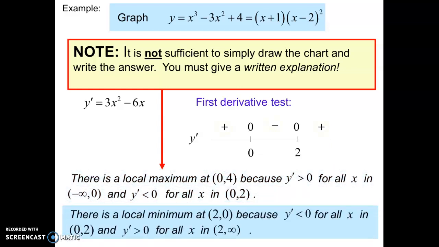Likewise, there's a local minimum at the point (2, 0). Again, where did I find this? I took the input of 2 back into the original function, and you can actually see it here. When I put in 2, I get a 0 for my output of my function. So when x is equal to 2, the output of the function is 0. This is a local minimum because the first derivative is negative on one side of the critical point, positive on the other side of the critical point. Therefore, that critical point must be locating a local minimum value.